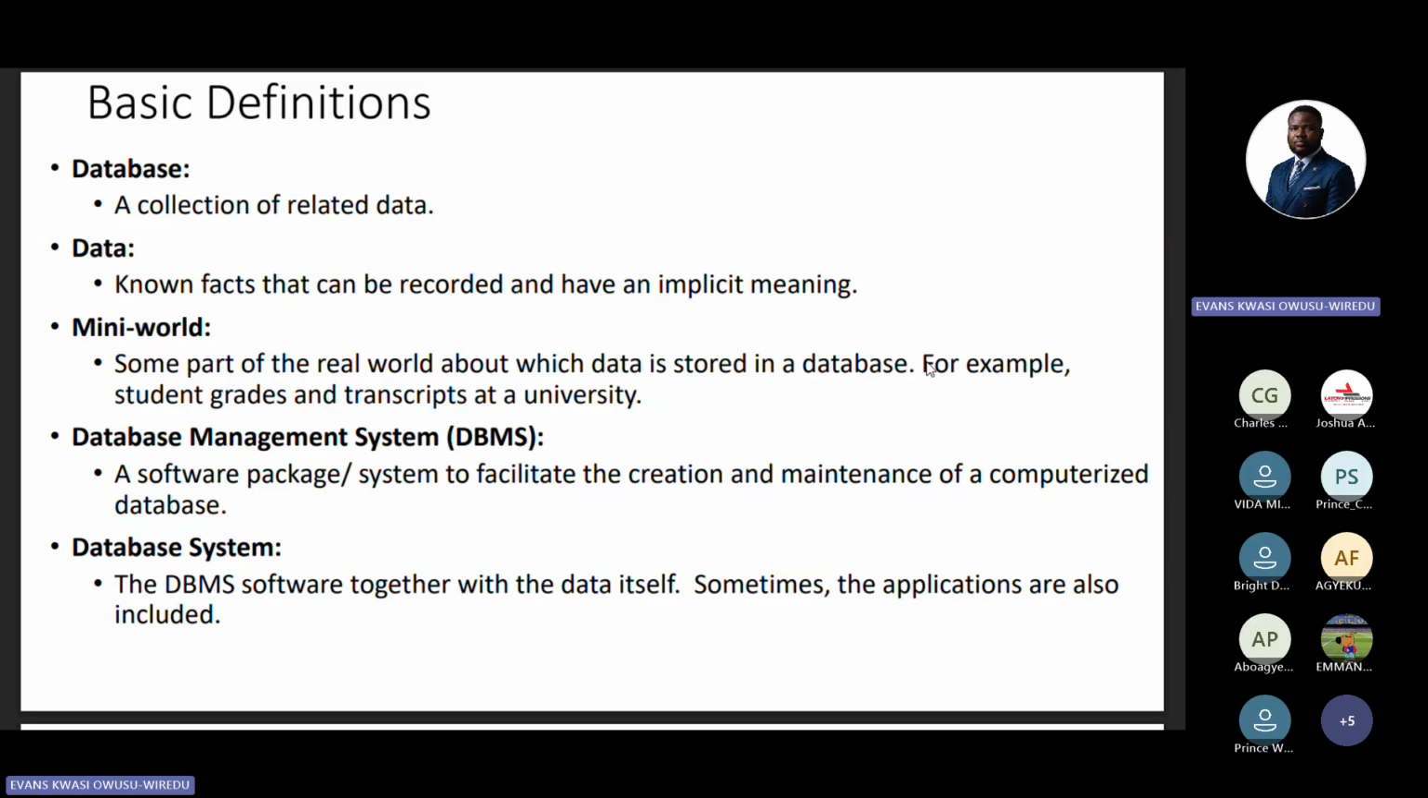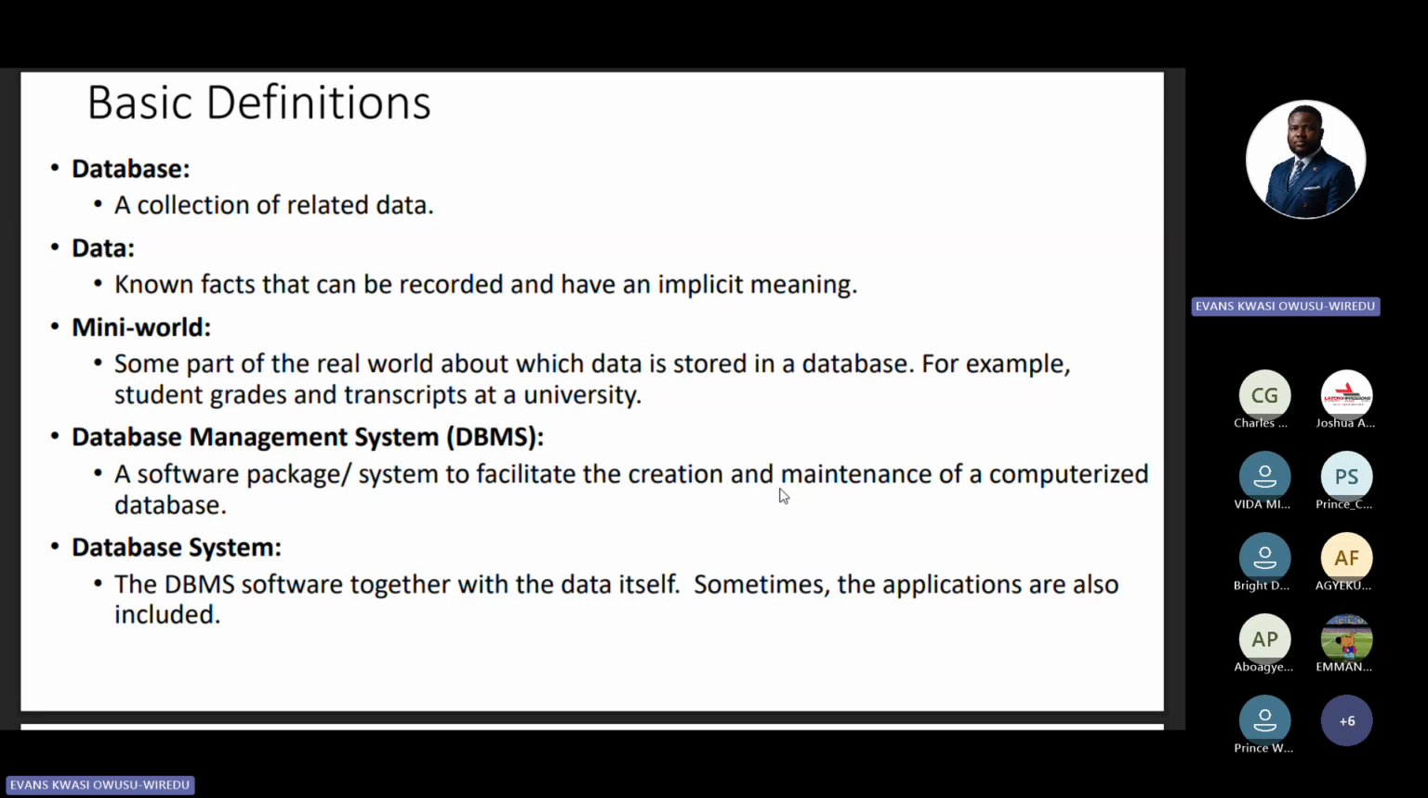Database management system, a software package system to facilitate the creation and maintenance of computerized database, right? A software package. So the DBMS I've been saying, even though I've explained, it's basically that software or the package or the system that facilitates the creation and maintenance. So you see why it's included.